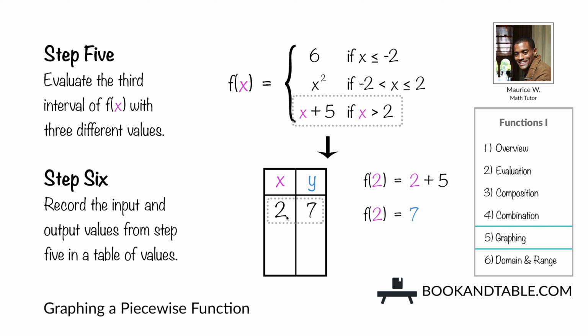Now, although this particular point is not included in the third interval, this helps us understand where we should be placing the empty circle for this interval. So that is why I use 2 here, even though 2 is not included in this specific interval. It's so we know where to put the circle. The next point we'll plug in is 3 for x, showing us f of 3 is equal to 3 plus 5, which is 8. So our input is 3 and our output is 8. And the third point, we'll plug in 4 for x, showing us f of 4 is equal to 4 plus 5, which is 9. So the input is 4 and the output is 9.